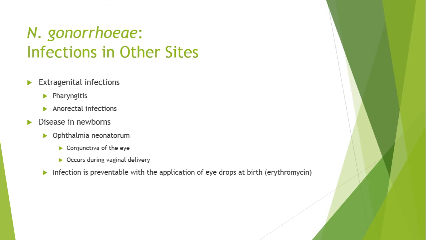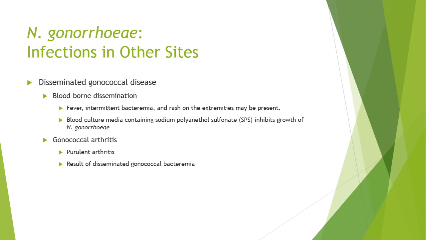Okay, so infections in other sites, there's extragenital infections, and then diseases in newborns. When the newborn is born of a mother through vaginal birth who has gonorrhea, a lot of times they'll get the gonorrhea in their eyes, and we can stop infection just through some eye drops. Some disseminated gonococcal disease, bloodborne dissemination if it gets in the bloodstream. We'll see fever, bacteremia, and rash on the extremities. Kind of sounds like our case, right?